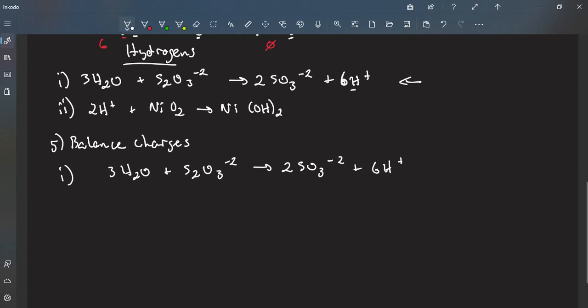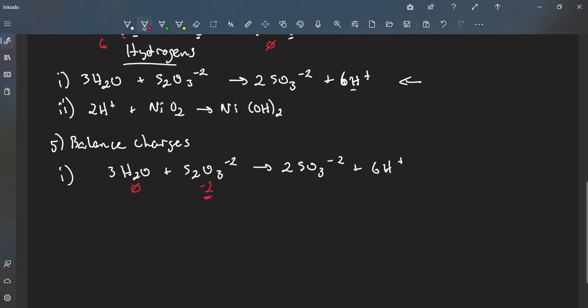Okay, before we add electrons, because this is how we balance charges, by adding electrons, let's just analyze this here. We have no charge for water. See, there's no charge above water. We have a -2 charge for S2O3. So overall, we have a -2 charge on the left-hand side.